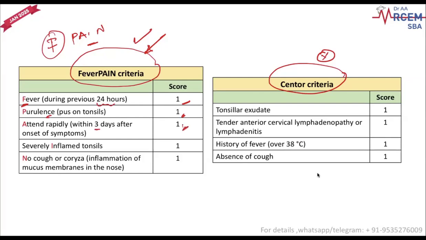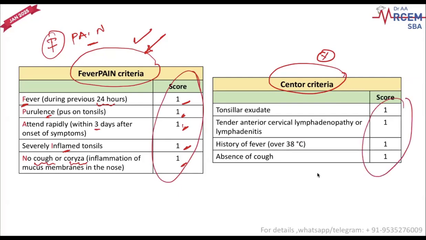That gets another point. Tonsils appear quite inflamed. They are enlarged. They are more reddish in color. Gets another point. There is absence of cough. There is absence of coryza, that is inflammation of the mucosa of the nose. So absence of cough is very important. That gets 1 more point. So this one has 5 points.